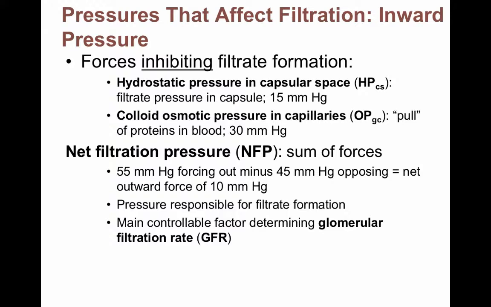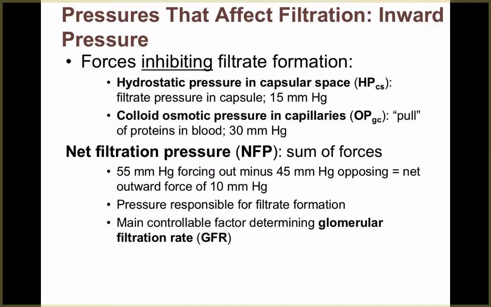We have hydrostatic pressure in the capsular space. That's a space on the outside that is forcing some of the pressure back in, so that's 15 millimeters of mercury. And then you have the osmotic pressure in the capillaries itself, pulling on the proteins in the blood, and that's 30. When we look at all this together, we can get a net filtration pressure, the overall pressure from the forces that are allowing filtration to go through.